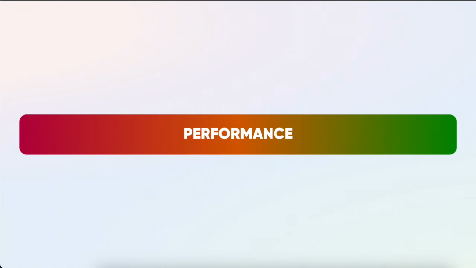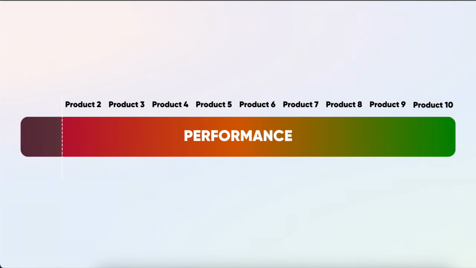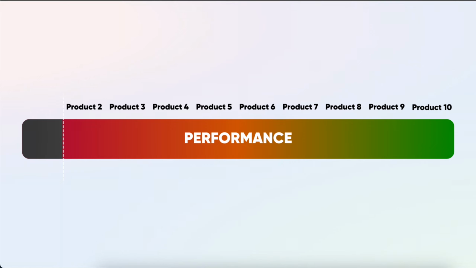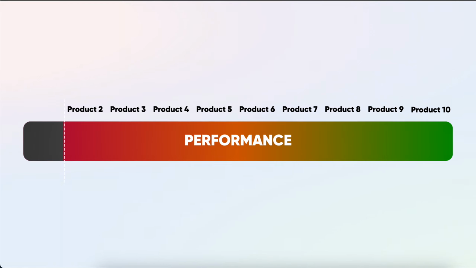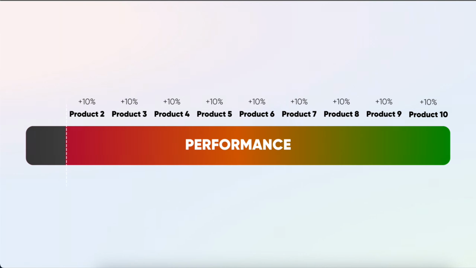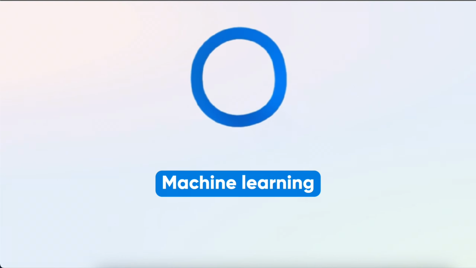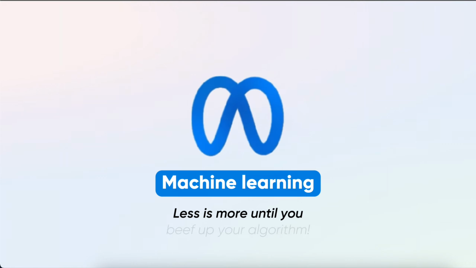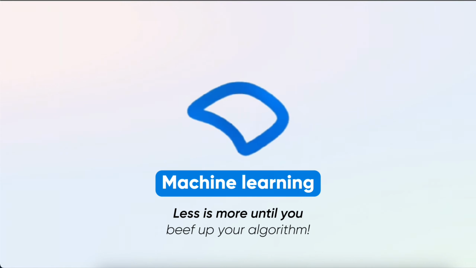Because if you, for example, have 10 products and you cut off the one that's bottom performing, all of a sudden the other 9 that survived have an additional 10% more space for it to grow and optimize and learn faster. Again, with the machine learning system, less is more, especially at the start until you beef up your algorithm.